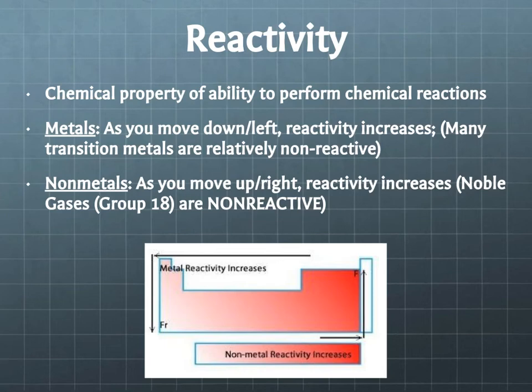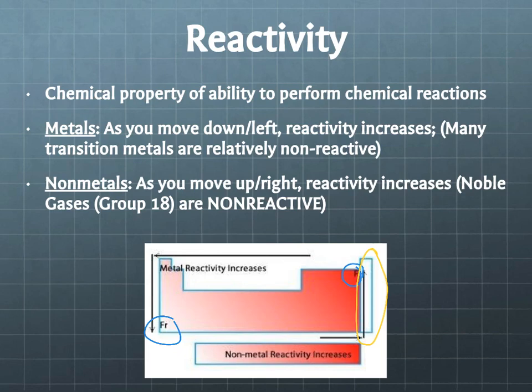Our non-metals have a slightly different trend, and as you move up and to the right with our non-metals, we have fluorine here, which is the most reactive. And we'll talk about why coming up in this unit, but just know that it is. Fluorine is the most reactive nonmetal, francium is the most reactive metal, and then we have our noble gases over here, and we know that our noble gases are non-reactive because they already have a full octet.